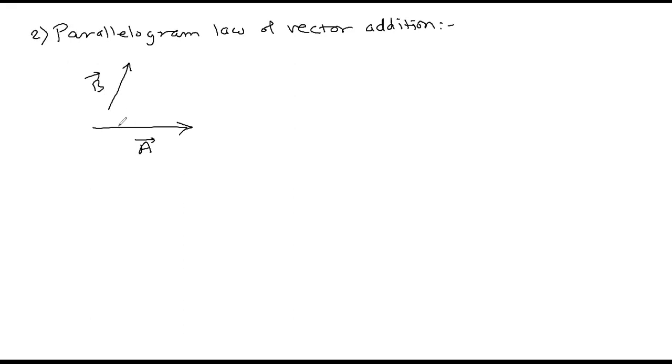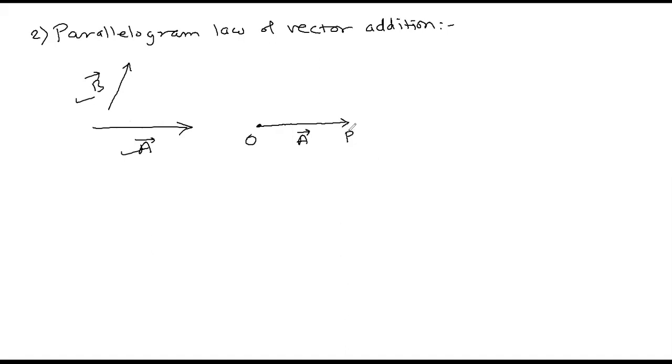Okay, now if you want to add these two vectors A and B, then from the common point O, suppose I take point O here, draw OP equal and parallel to A. So whatever the magnitude and direction of A, I have drawn here from O.